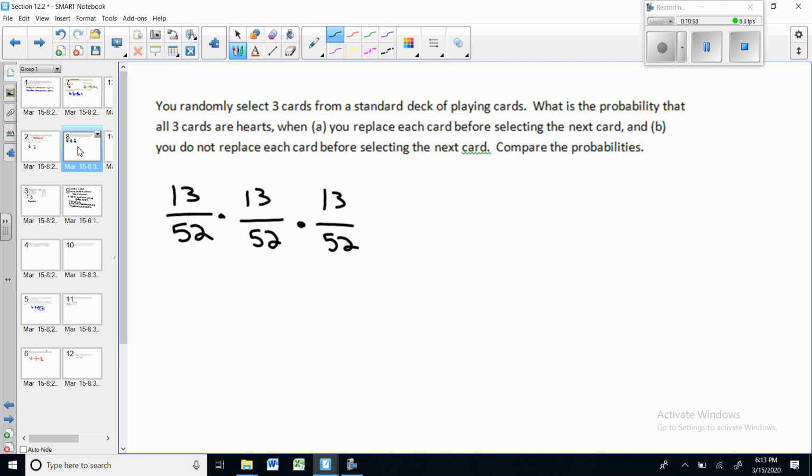13 to the third is 2,197 different ways that this could happen out of a grand total of 140,608 different possibilities when we're taking a look at the problem from the standpoint of an independent event. This simplifies down fraction-wise to a 1 out of 64 chance.